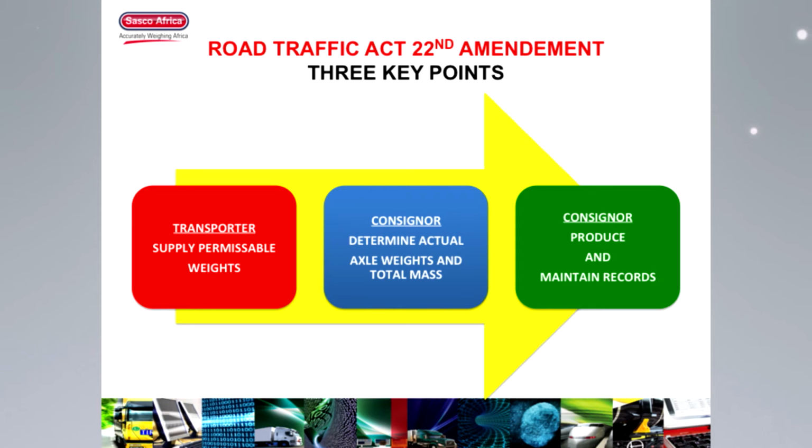We know what the requirements of the Road Traffic Act are, but let's just recap. Transporters must supply permissible weights. Consignors must make sure that the actual axle weights and total weights are within permissible limits. And thirdly, the consignor must prepare records of what has taken place and ideally give all these records to the trucker so that these can be carried on the trip.